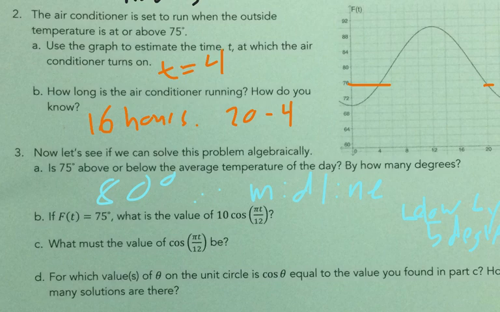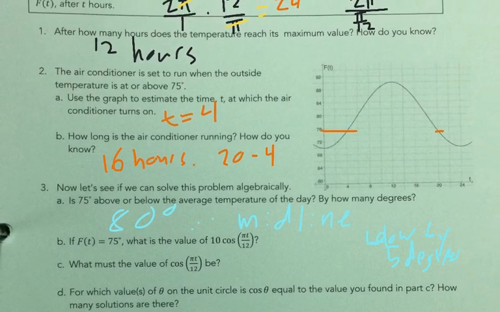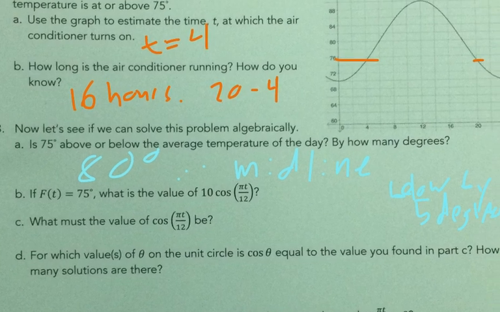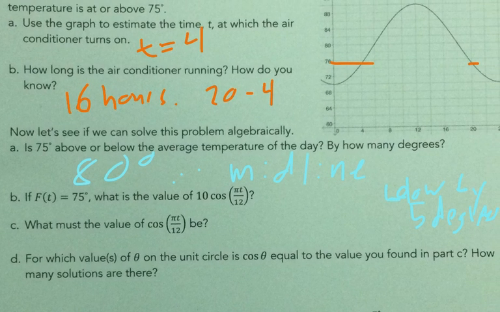B, if f of t is 75, what is the value of 10 cosine pi over 12t? What we were looking at before was when it was 75, right? So now the next question is, what if it was 80? I'm sorry, we're still at 75. I'm so confused. Just ignore me. Just pretend like I don't exist. Y'all do that anyways, all right?